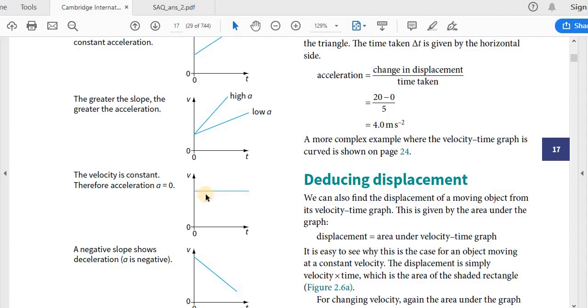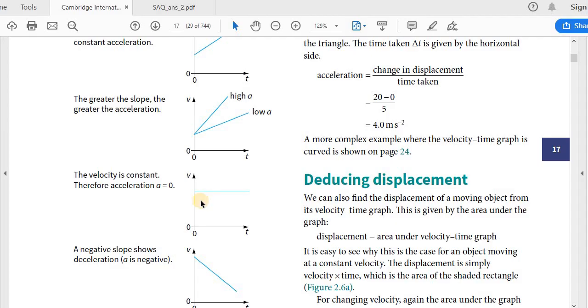Okay, you know how to find the gradient, right? y2 minus y1 divided by x2 minus x1. Now over here the y coordinates are the same. If you take a point here and a point here, the y coordinates are the same. So in the numerator it will become 0 when you do the calculation for gradient. So here the gradient is 0.